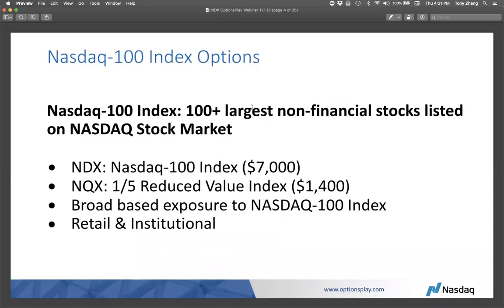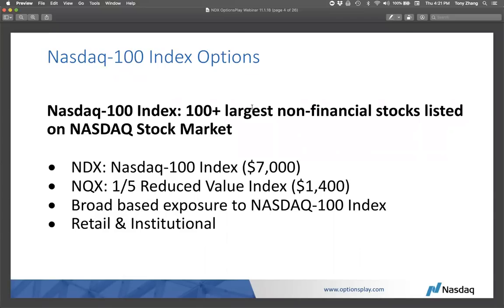So let's just jump right into what is the Nasdaq-100 index option. For those of you that have never traded options or index options before, the Nasdaq-100 index itself is an index of the 100 largest non-financial stocks listed on the Nasdaq stock market. So there are two indices that you can trade. There's the NDX and the NQX. They are identical indices. Just one is a full value index, which is roughly about 7,000 as a contract value currently. And then an NQX, which is 1/5 of that, or about 1,400.